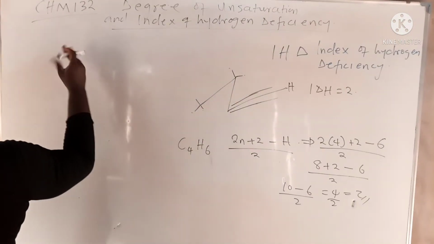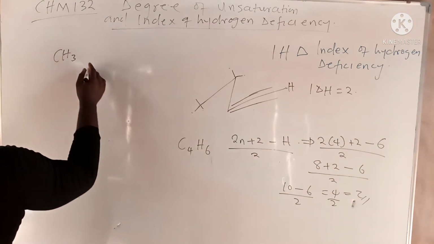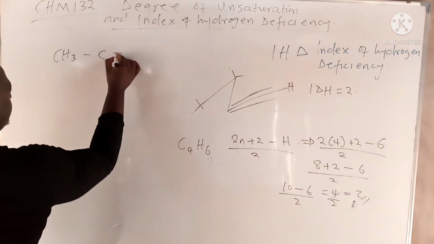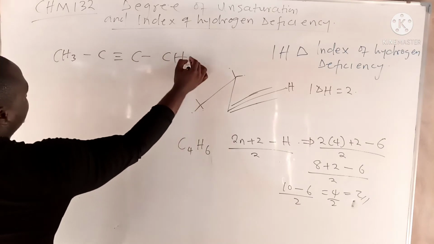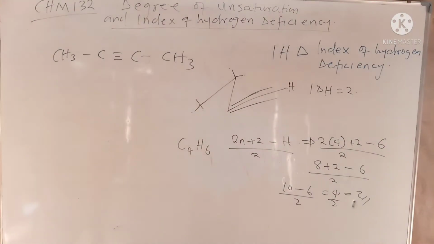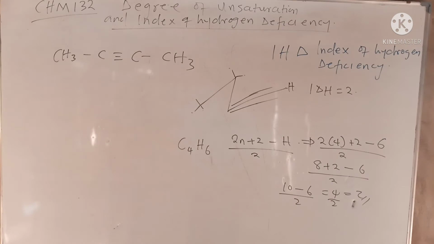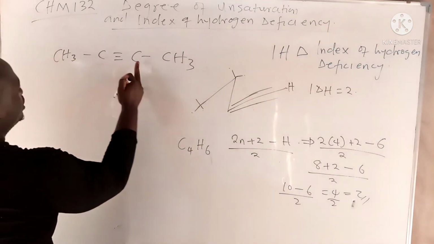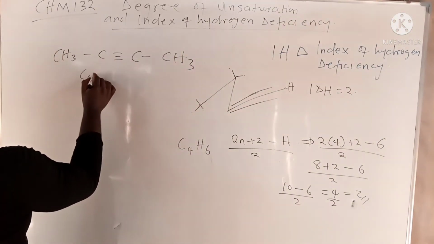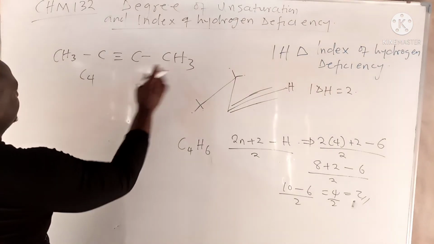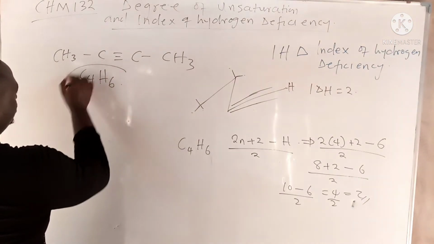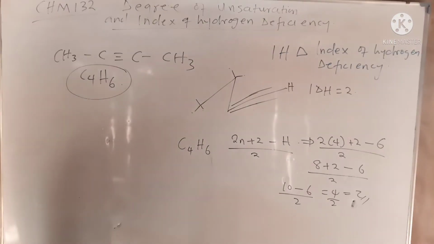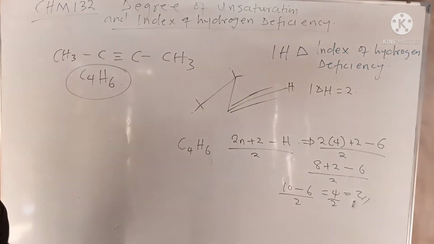You have CH3. You have C, triple bond C, and you have CH3. And I ask you, what's the IDH? So from here, can you pause the video and get the answer? Yes, of course. The total number of carbon here is 1, 2, 3, 4. So this is 4 carbon. Hydrogen is 6, H6. So all you need to do is just put it into this formula and get your answer.